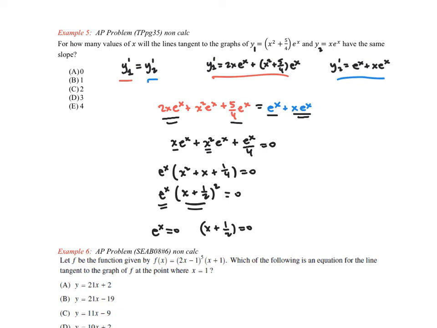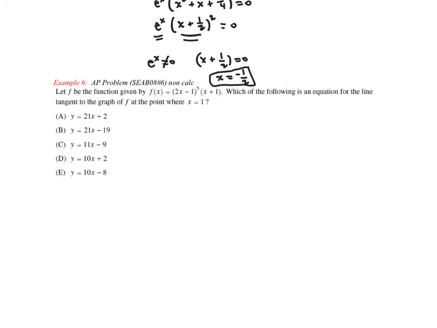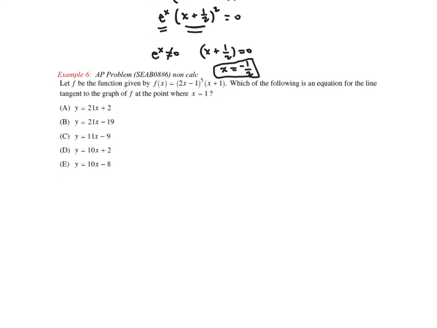So clearly e to the x will never equal 0, and x plus 1/2 will equal 0 when x equals -1/2. Now this is our only solution. Therefore, there would be one value for which the slope of y1 would be equal to the slope of y2. All right, let's continue with example 6. This will be our last example of the day, at least in this video.